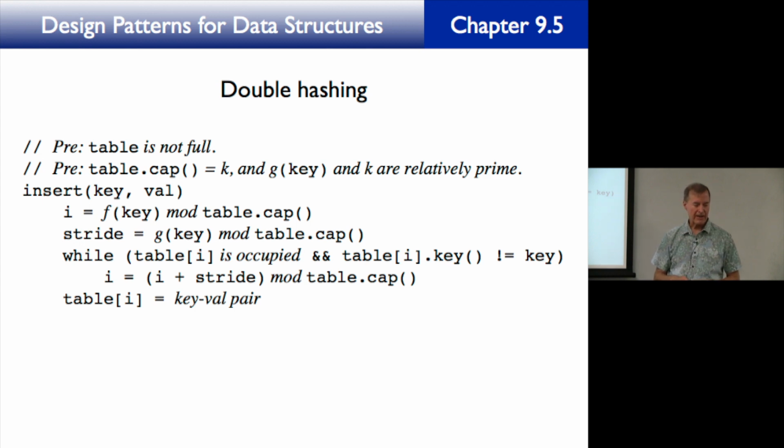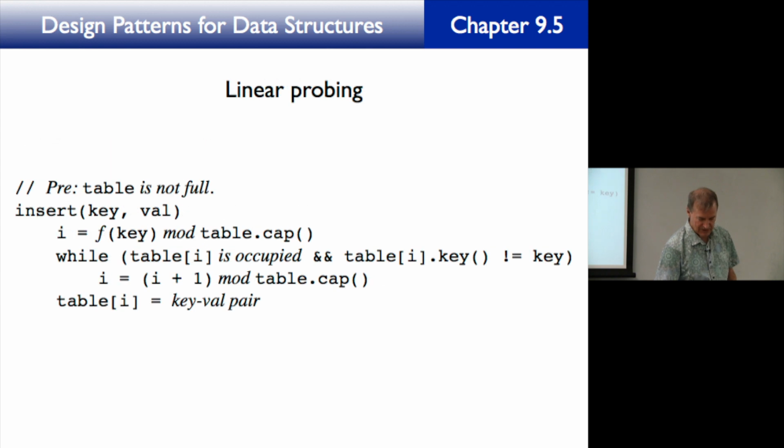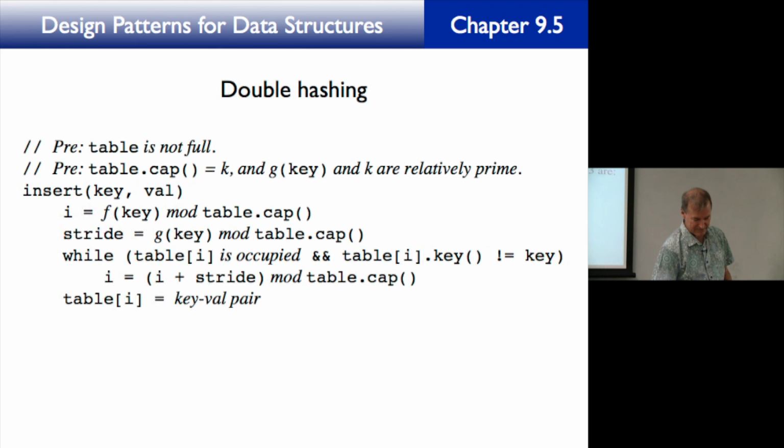All right? And now this algorithm looks suspiciously like which one? This double hashing looks just like what? Linear. It looks just like linear, except with linear, it says while the table sub i is occupied and table sub i dot key is not equal to key, i gets i plus 1 mod. But here what do we do? The only difference is it's i plus stride mod table capacity. And the stride comes from this secondary hash.